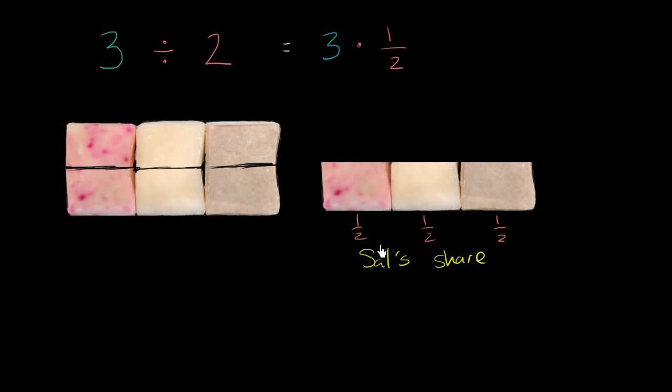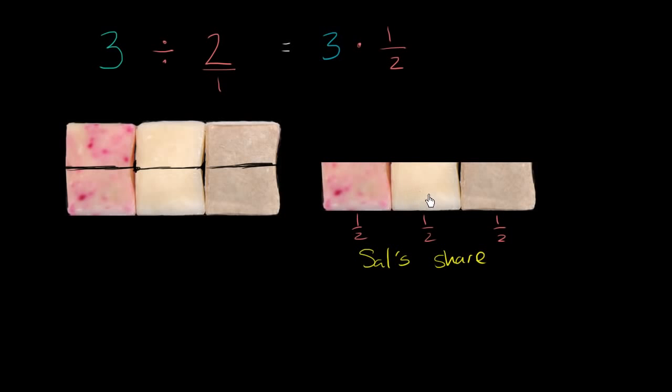Notice something very interesting happened here. 3 divided by 2 is equal to 3 times 1 half. And we could make it even more interesting because we know 2 is the exact same thing as 2 over 1. So 3 divided by 2 over 1 is equal to 3 times 1 half. Notice we went from a division to a multiplication and we took the reciprocal. And that makes complete sense.